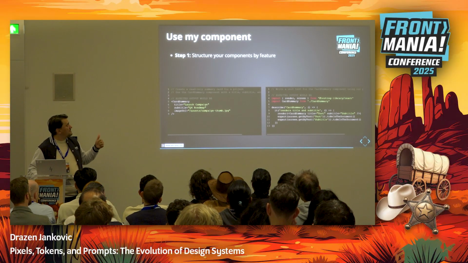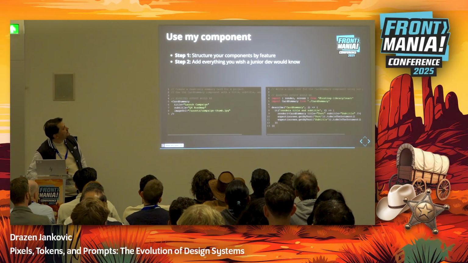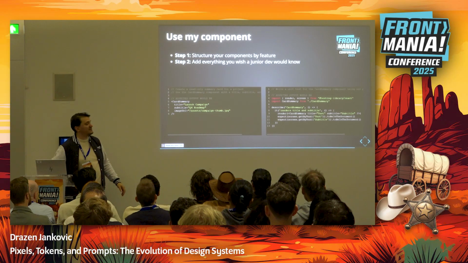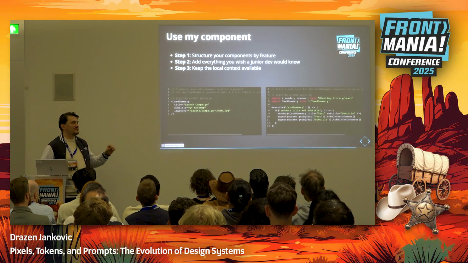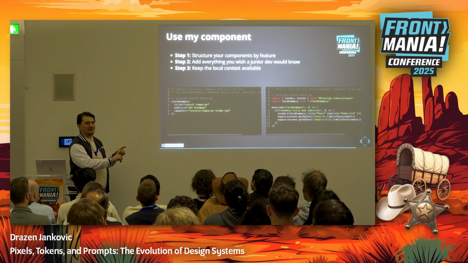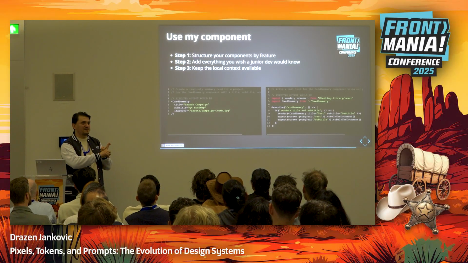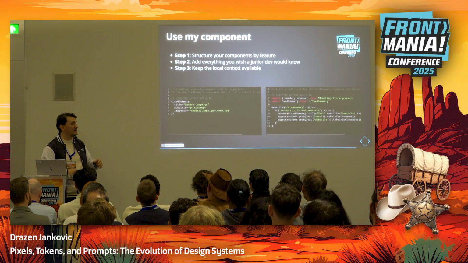If done correctly, step 1, structure your components by feature. Step 2, add everything you wish a junior developer would like to know, like how to use the component, how to create it. Keep the local context available. That's one thing that's important in VS Code and Copilot. It's looking at local context, which is what's currently open on your screen. Do I have a README file, and what file am I editing? Like what's next to it in the same folder.